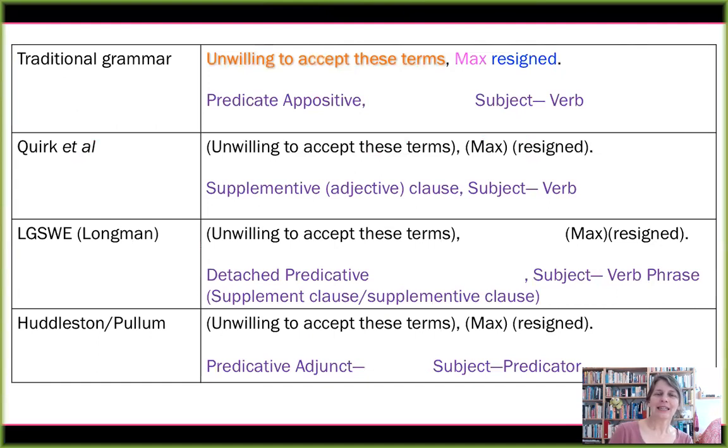But what I'd say about writing is, of course, when we teach writing and when we think about expository prose, then it can be very helpful to have some kind of nomenclature in order to refer to elements. Okay, so Quirk says supplementive adjective clause to this particular predicate appositive. Longman sometimes calls them detached predicative, and sometimes supplement clause and sometimes supplementive clause.